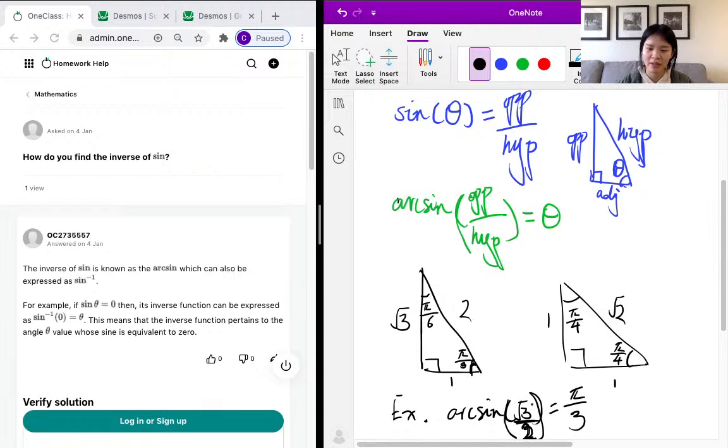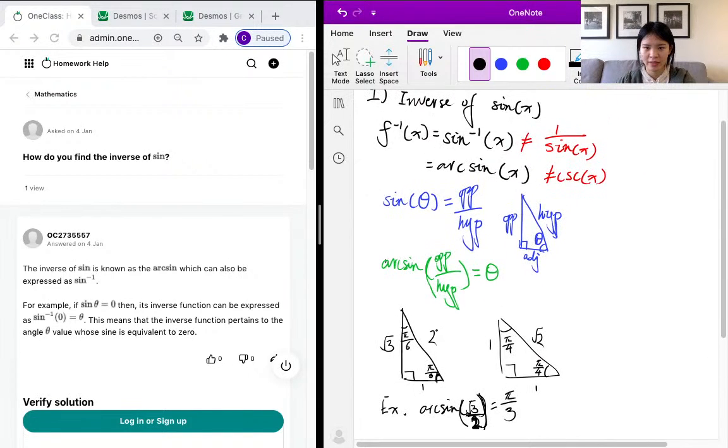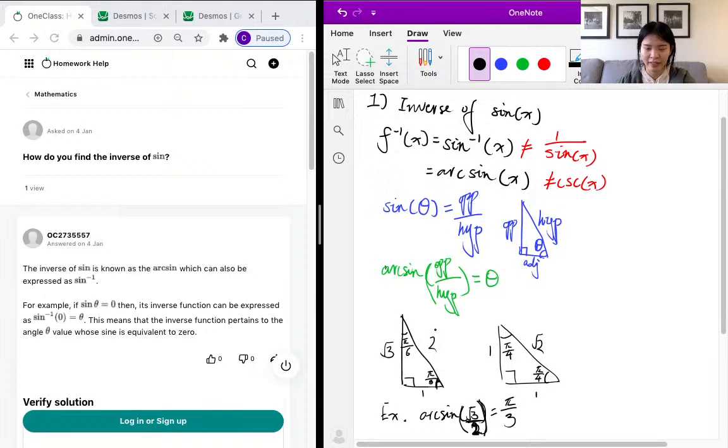So the question you need to answer is, for which angle in the special triangle does the opposite side over the hypotenuse side equal √3/2? The answer in this case is pi/3, because the opposite side is √3 and the hypotenuse of this triangle is 2, and opposite over hypotenuse is √3/2. This is how you find the inverse of sine, or the arc sine function. So yes, this is our answer right over here, and let's look at the sample solution.